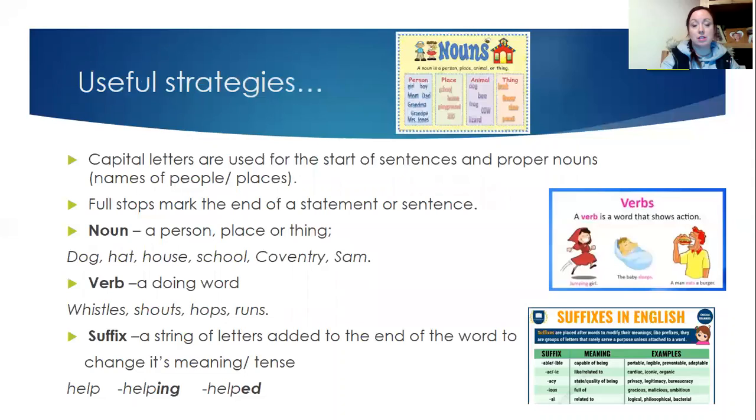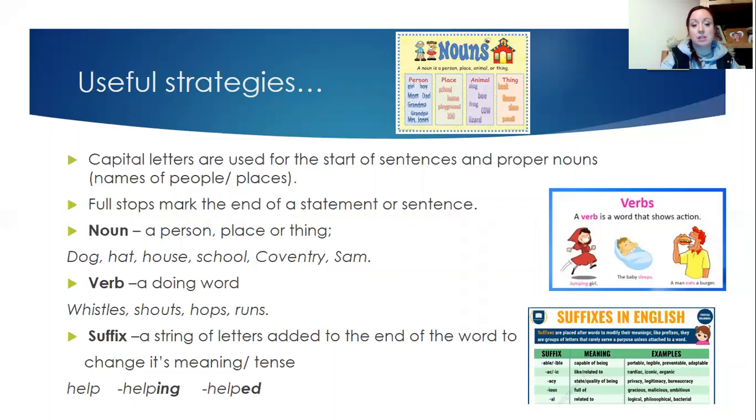Useful strategies might be to think about how you use capital letters, and remember that they're used for the starts of sentences and for proper nouns, so names of people, names of places. Remember, full stops mark the end of a statement or a sentence. And then just reminders that a noun is a person, place or thing, such as dog, hat, house, school, Coventry, Sam. And a verb is a doing word, such as whistles, shouts, hops, runs.